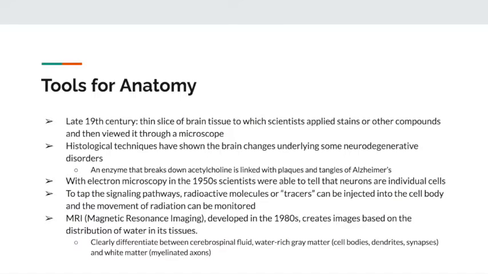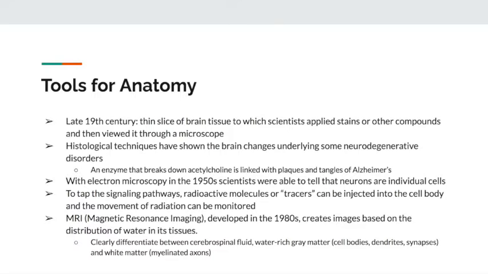With electron microscopy in the 1950s, scientists were able to tell that neurons were individual cells. Before that, they didn't know if neurons were individual cells or just a mesh of physically interconnected cell bodies. To tap the signaling pathways, radioactive molecules or tracers can be injected into the cell body of a neuron, and then the movement of the radiation can be monitored.